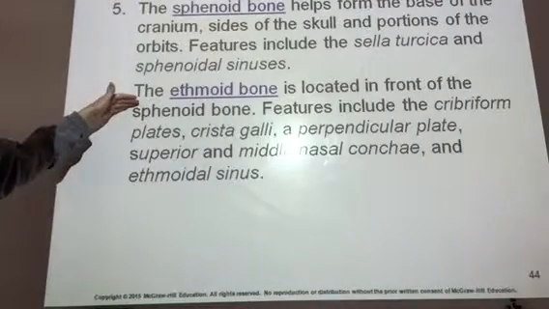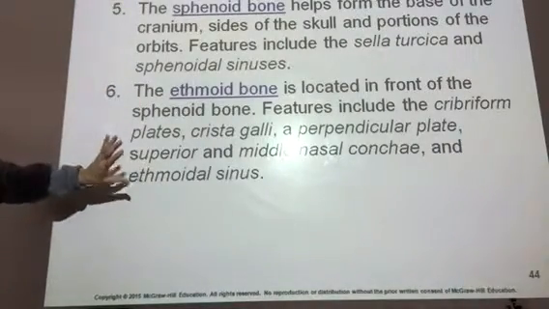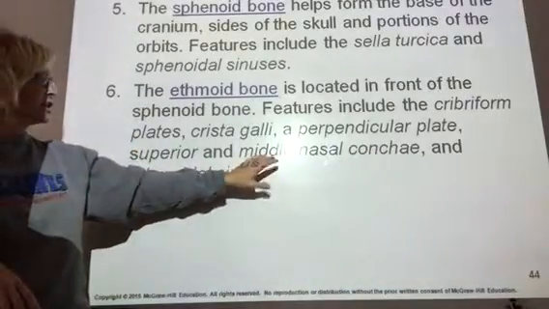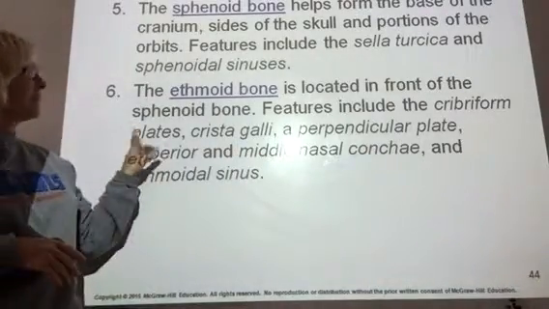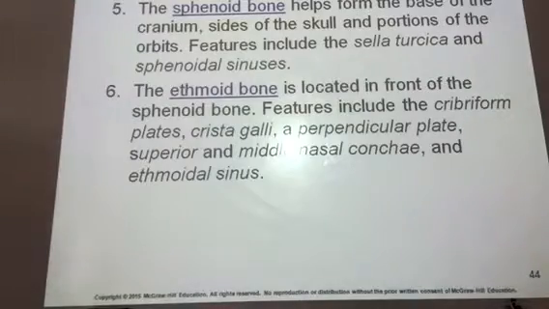Ethmoid is right in front of the sphenoid. Here, some of your nasal concha are located there, but I probably won't have that located anywhere.